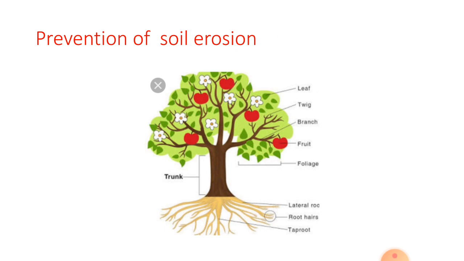Another function of the roots is prevention of soil erosion. So far as the roots are concerned, they prevent the soil from erosion. As we know, we plant trees on the places where there are chances of erosion. It prevents the soil from erosion, and it is of great help in this measure.